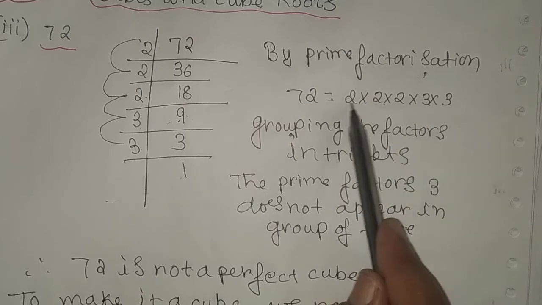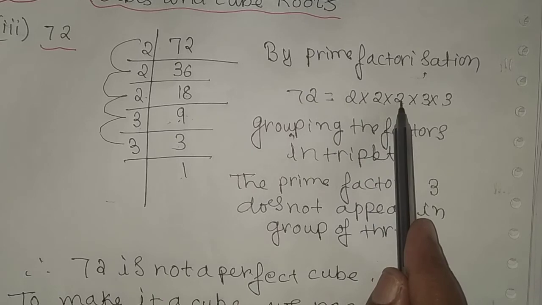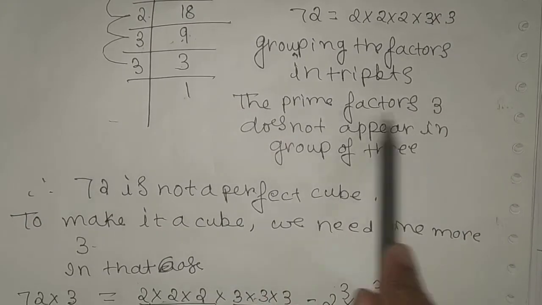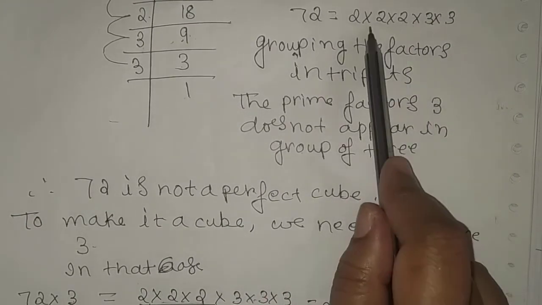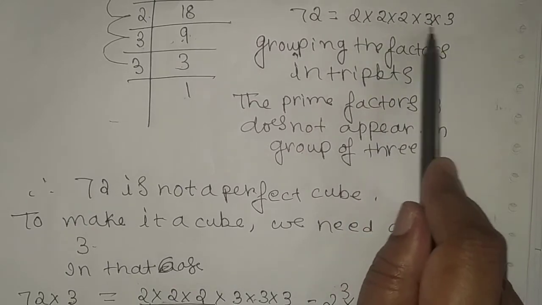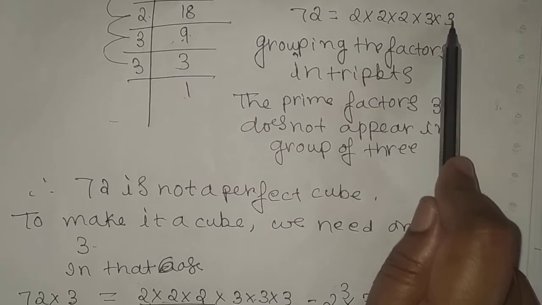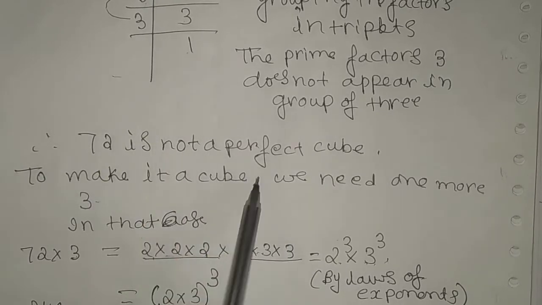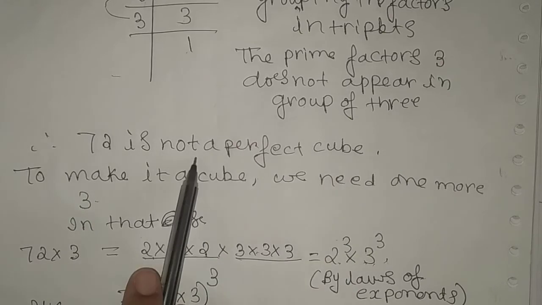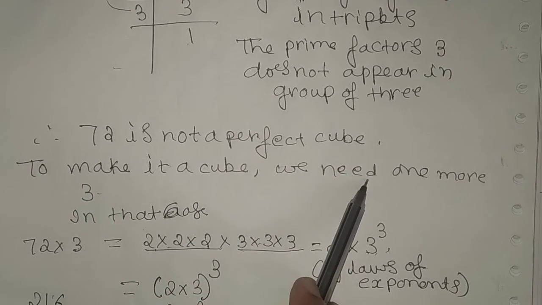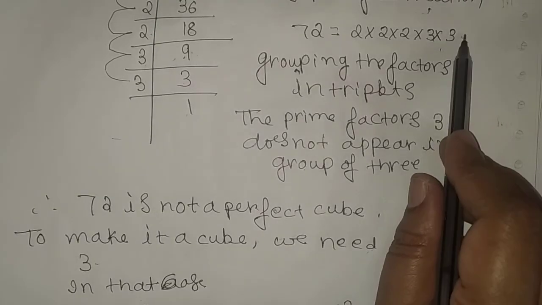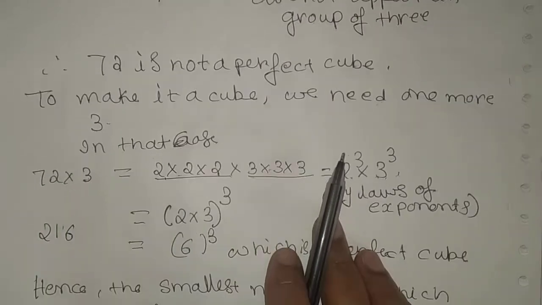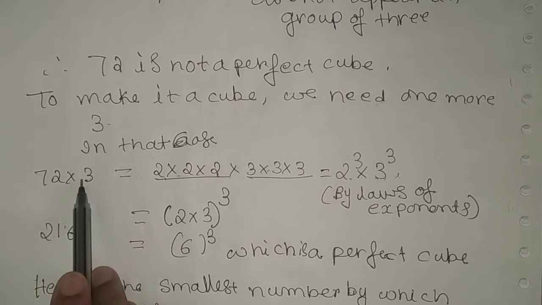So now when we multiply this, we get only one triplet, that is 2 into 2 into 2. And for 3 into 3, only 2 are there. So next step is, the prime factor 3 does not appear in a group of triplets. So here this one is a triplet, this one is not a triplet. What to do to make this one a triplet? So first we say this 72 is not a perfect cube. To make it a perfect cube, we need one more 3 here. If we multiply it by one more 3, 72 will become a perfect cube. So in this case we multiply 72 by 3.